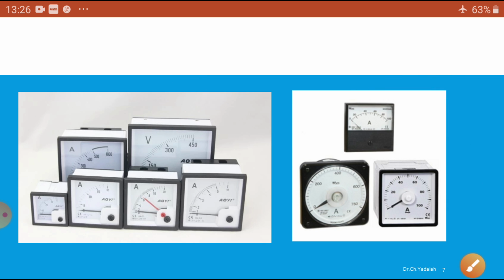Okay, these are the different ranges of ammeters and voltmeters. So, let us see our topic now.